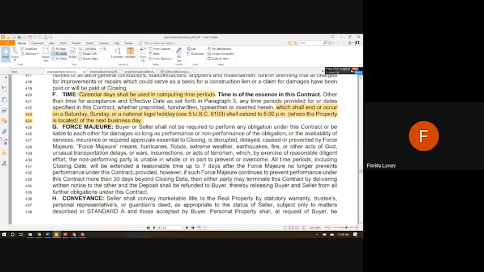So even though the buyer's in California, they could send it at 2:59:59 because they're 3 hours behind, vice versa.